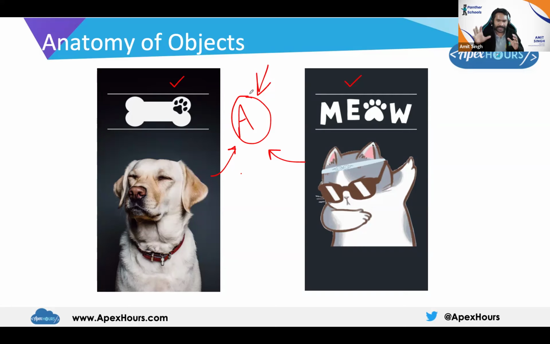And with the help of that animal class, we are going to create multiple objects. Objects like dog, rat, cat, elephant, tiger, right? All these things come under the class animal. So we will have one class defined with multiple properties.